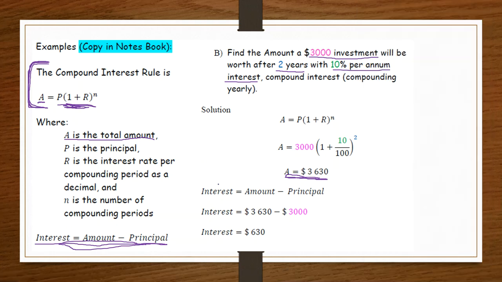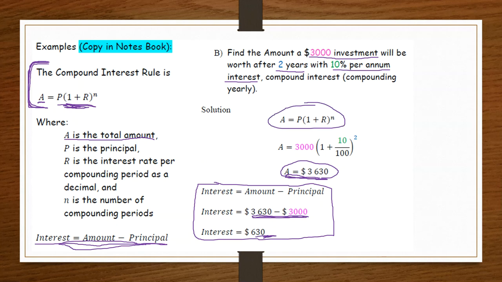And again, if you're asked to find the interest, which we're actually not in this question, but if you were, 3,630 minus what we started with, the principal amount. So the interest is 630.